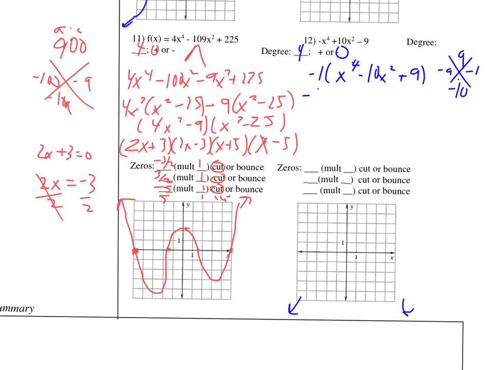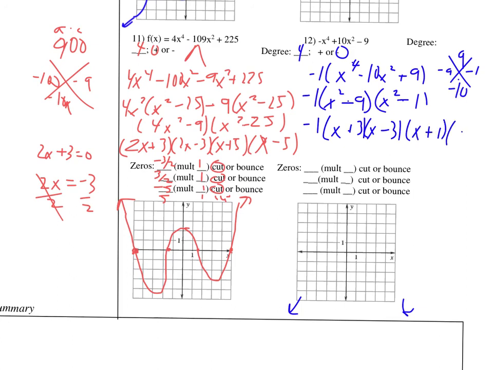I don't really need the grouping here. I just need to know that since this is 4th power, it's going to be x squared minus 9 times x squared minus 1. If you FOIL that back together, you can see the x squared times x squared gives me x to the 4th. If you did the grouping technique on that one, it would show you it better. But I'm just going to do it like this. So x plus 3, x minus 3, and then x plus 1, x minus 1. So difference of perfect squares there. So we have negative 3, positive 3, negative 1, positive 1. All of them multiplicity 1. Means they're all going to cut.